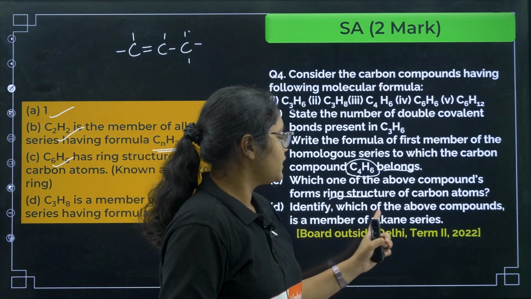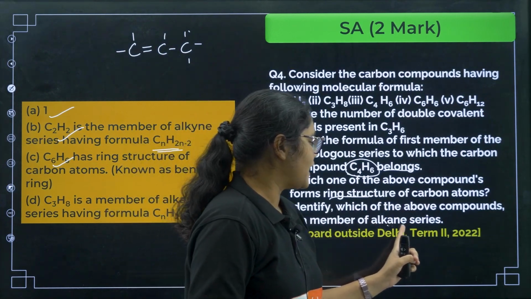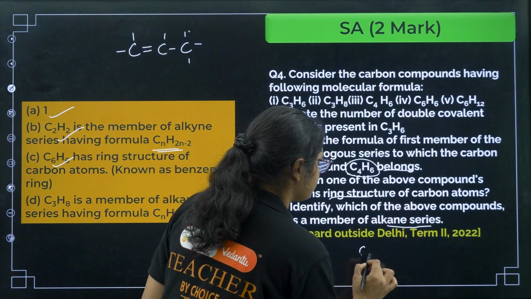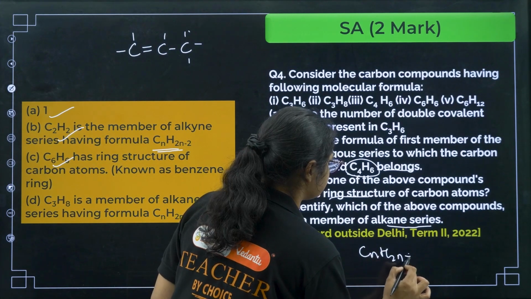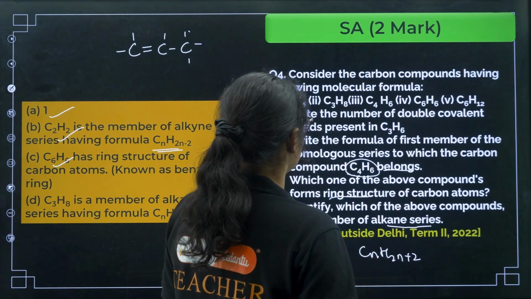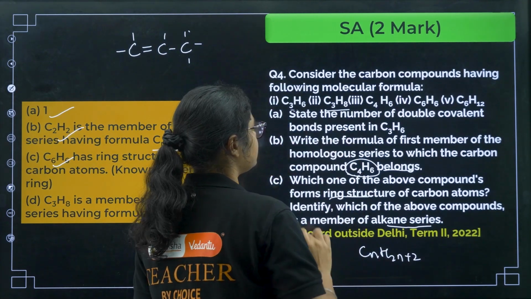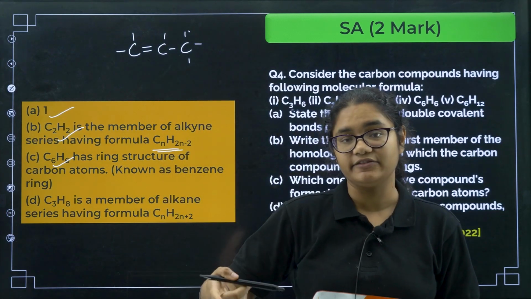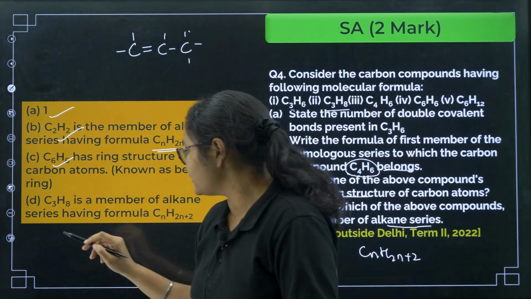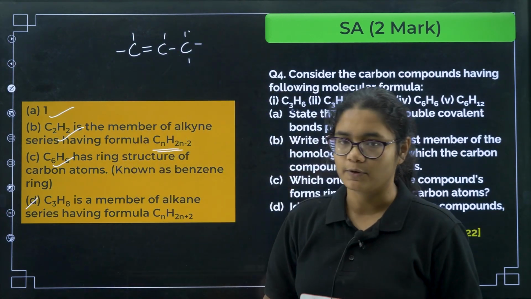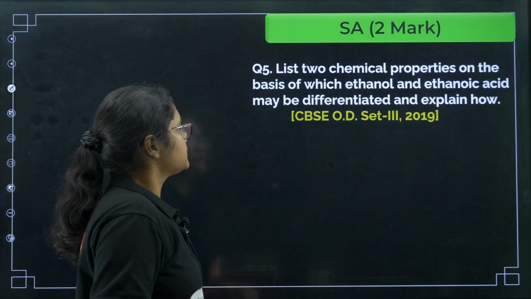Next you have to identify which of the above compounds is a member of the alkane series. So for alkane, what is the general formula? CnH2n plus 2, and I can find here C3H8. 3 twos are 6, plus 2 is 8. So that is option number D here. Okay. Fine. Next question number 5.